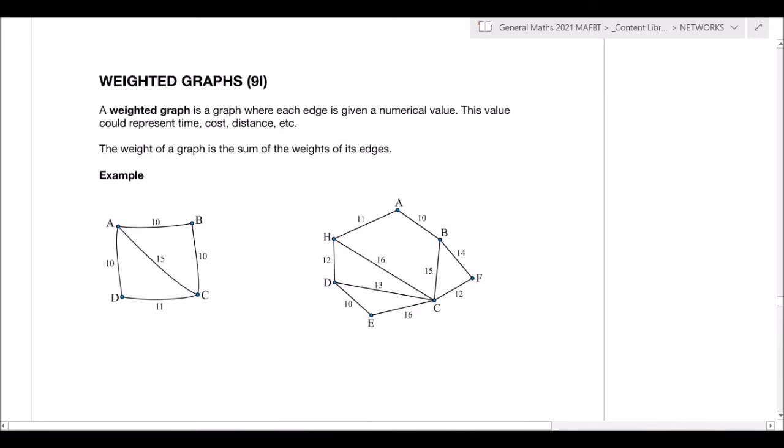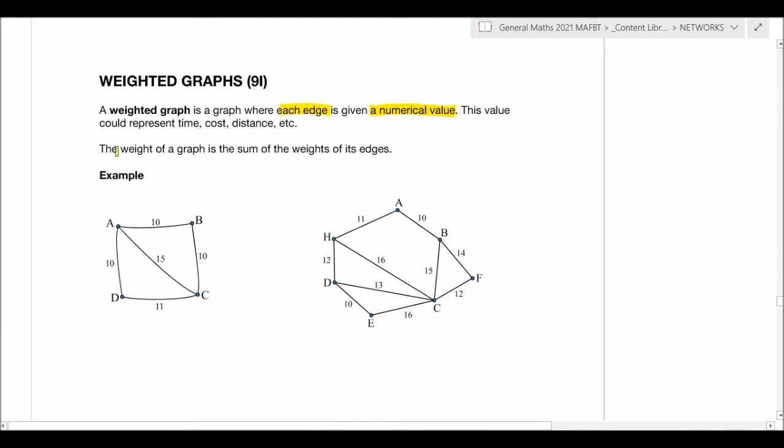So a weighted graph is a graph where each edge, so each line, is given a numerical value. Okay, so each edge has a numerical value, and this value can represent time, cost, and distance, those sort of things. So you'll find that a lot of weighted graphs will have contexts added to them. But for now, we'll just do some simple basic ones.